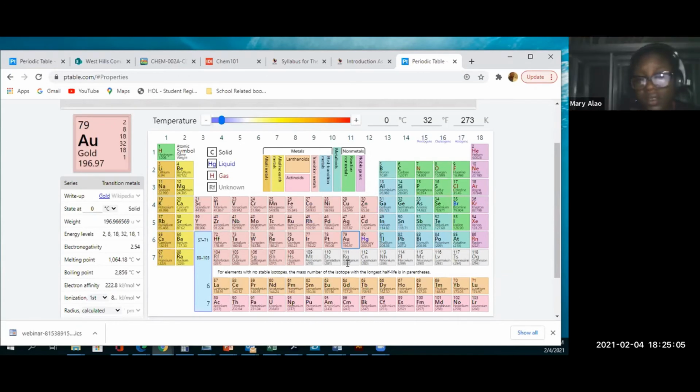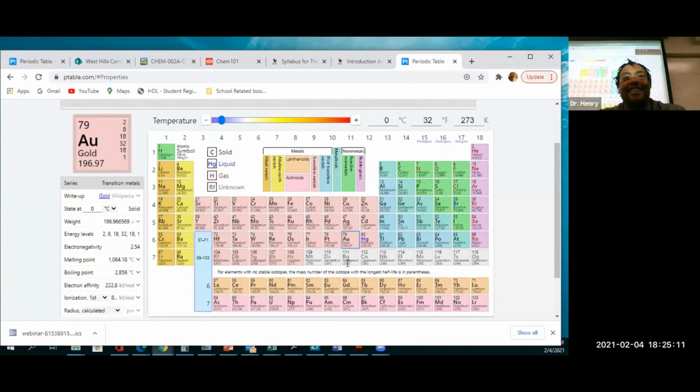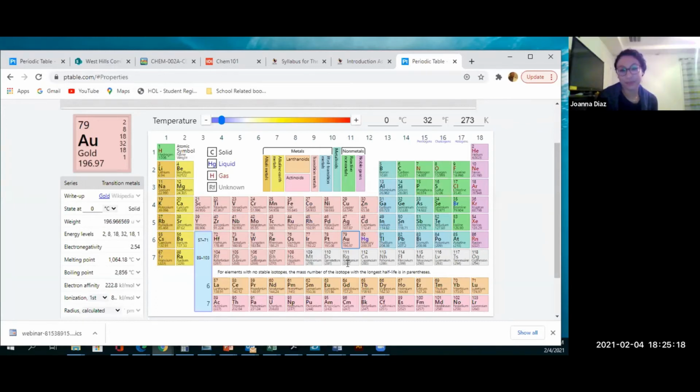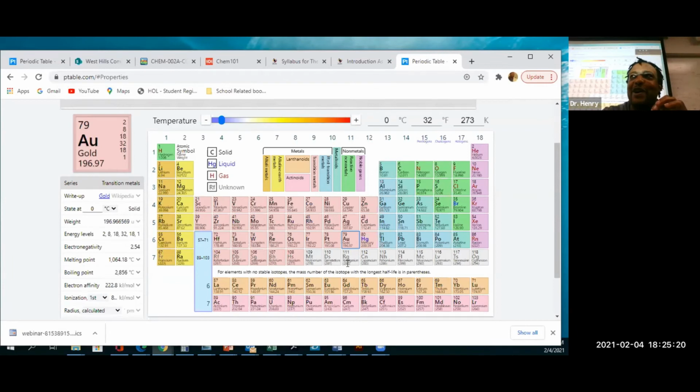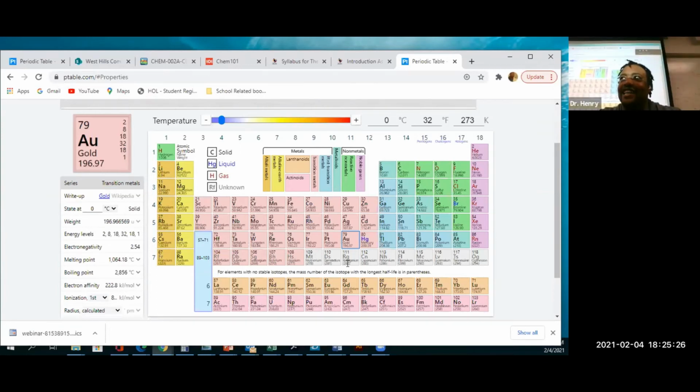Selenium. No. Tin. Tin, oh my God. Okay. And you can't just assume, oh, it starts with an S, right? You can't assume that it's selenium because it started with an S. You can't make that assumption all the time.